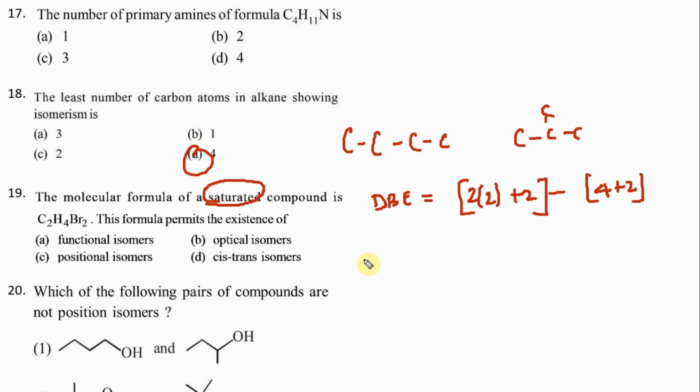Okay, now what are all the possibilities? So this is here. Now 2 bromine can be here, or 2 bromine can be here. Now what type of isomerism is this? This is 1,1 dibromoethane and 1,2 dibromoethane. So it is positional isomers.